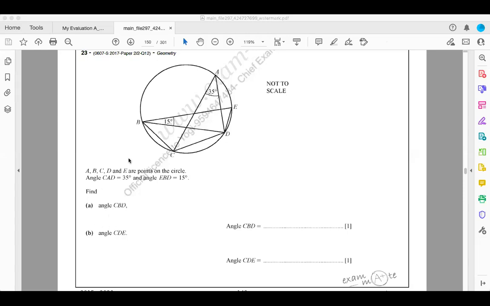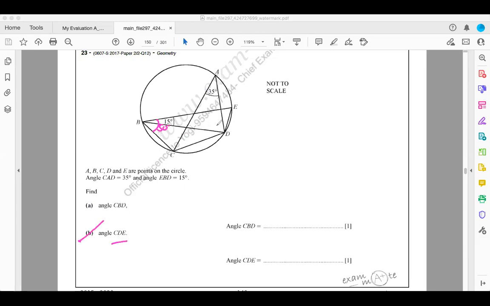The first question in the second subpart is angle CBD. The given information is that angle DBE is 15 degrees and CAD is 35. If you clearly see, angle CBD, that is this angle, and angle CAD are on the segment DC. So these two have the same measurement. This is 35, so this is also going to be 35. Once you get this angle, basically the total is 50 degrees.